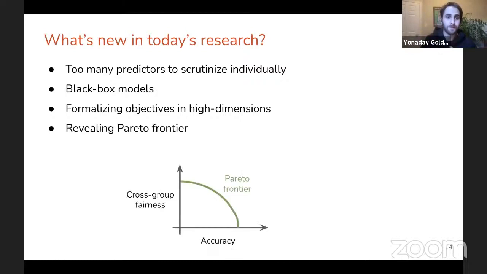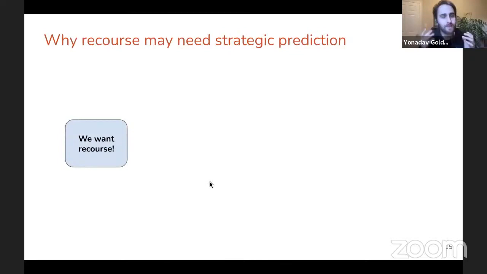And in this vein, a lot of these works are really helping us to put a number on these abstract quantities so that we can hope to plot the Pareto frontier, the set of the best trade-offs between multiple values, like for example, fairness and accuracy is a classic one. So that actual policymakers or institutions can make normative decisions about how much of one they care about relative to how much of another. So it's actually important to highlight here why strategic prediction is kind of crucial for the concept of recourse.